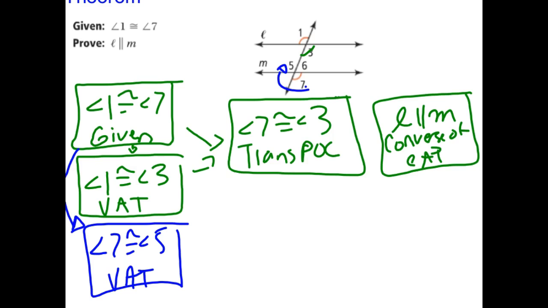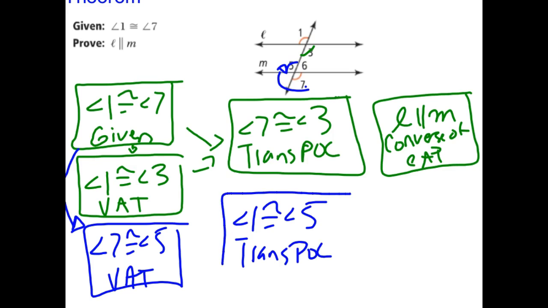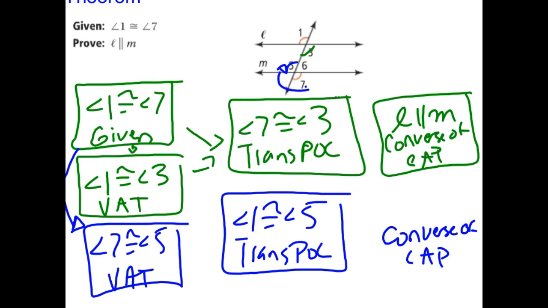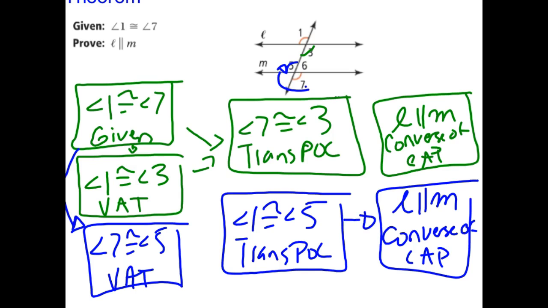And then I think about, well, 7 and 5, and I started with 1 and 7. I repeated the 7, so maybe I should talk about 1 and 5. They are congruent because I repeated the 7. That's my transitive property. Well, then I look at that 1 and 5, and I can see they're both top lefts of those intersections, which means they're corresponding. So the converse of the corresponding angles postulate would say L is parallel to M. Same conclusion that we were able to come to before. We just took a different route to get there.